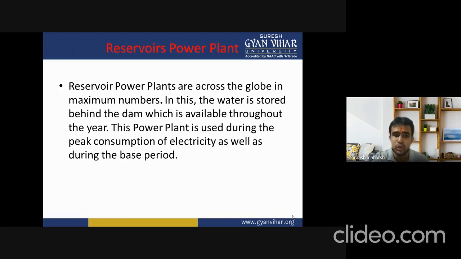This power plant is used during the peak consumption of electricity as well as during the base period.